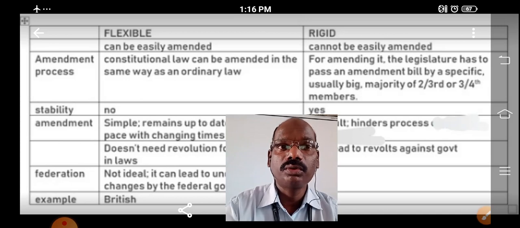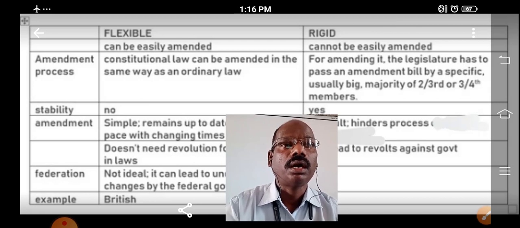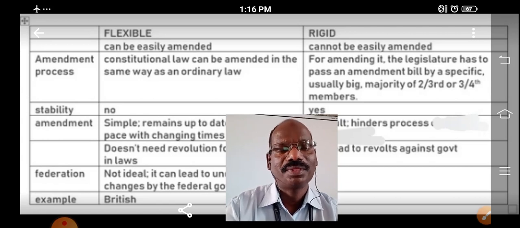But in the case of a rigid constitution, for making any amendment, the legislature has to pass an amendment bill, and in the legislature or parliament they need to get a 2/3 majority or 3/4 majority, not a simple majority. Then only is it possible to make any changes in the constitution. That is another feature of the rigid constitution.